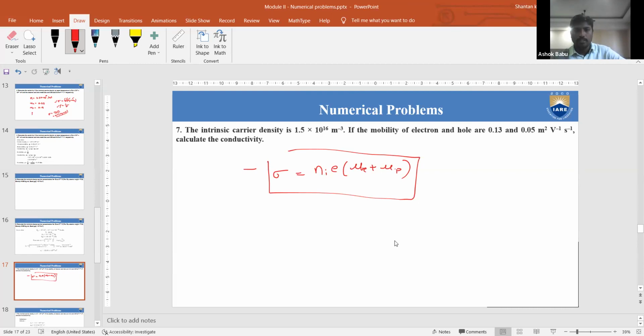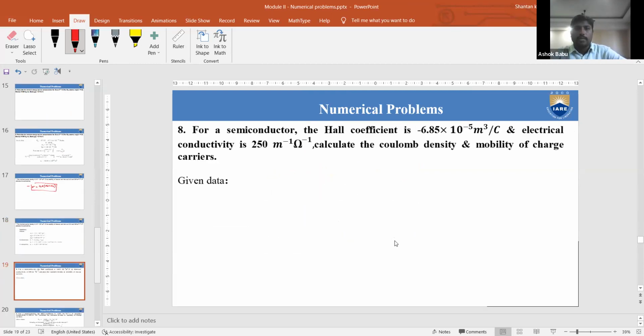Coming to the eighth one: for a semiconductor, the Hall coefficient is minus 6.85 into 10 power minus 5. So we can say the type of material is n-type material. No need to take the minus symbol when you calculate the charge carrier density or mobility. No need to substitute minus. This minus symbol is used only to identify the type of material.